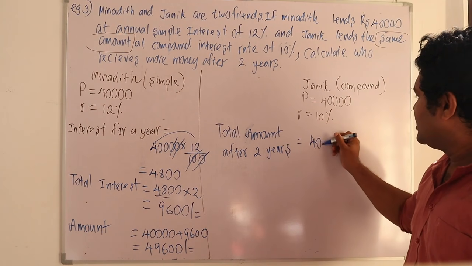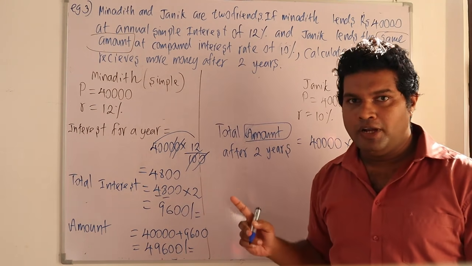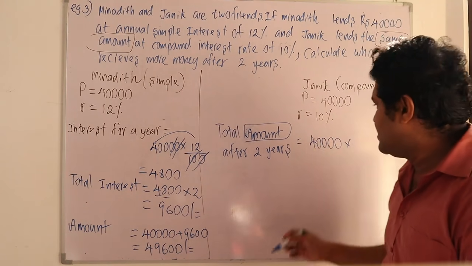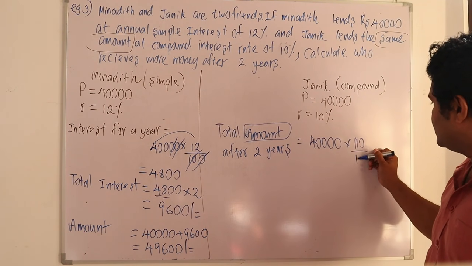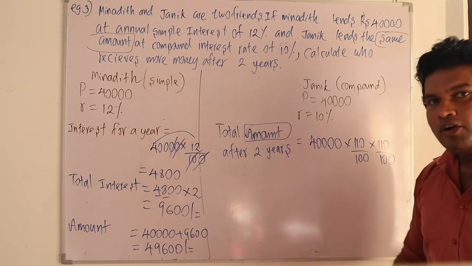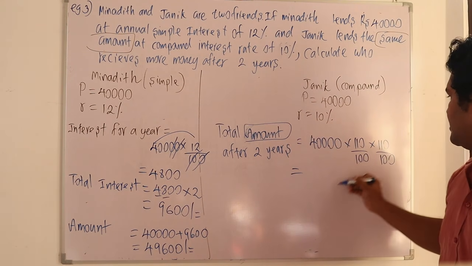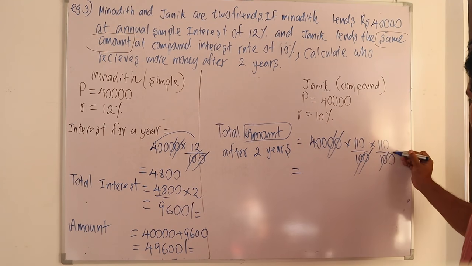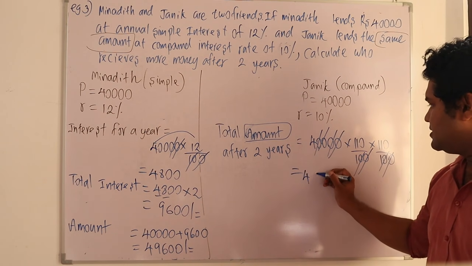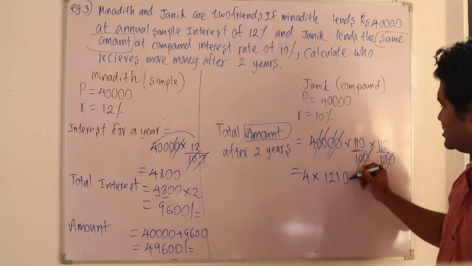Okay, 40,000 is the principal. When you see the amount, I will use 10% as 110%. But how many times? Is it 3 times or 2 times? Only 2 times. Reason: the loan is ending in 2 years. The double zeros cancel, and we can multiply 4 times 11 times 11, which is 121 and 00.